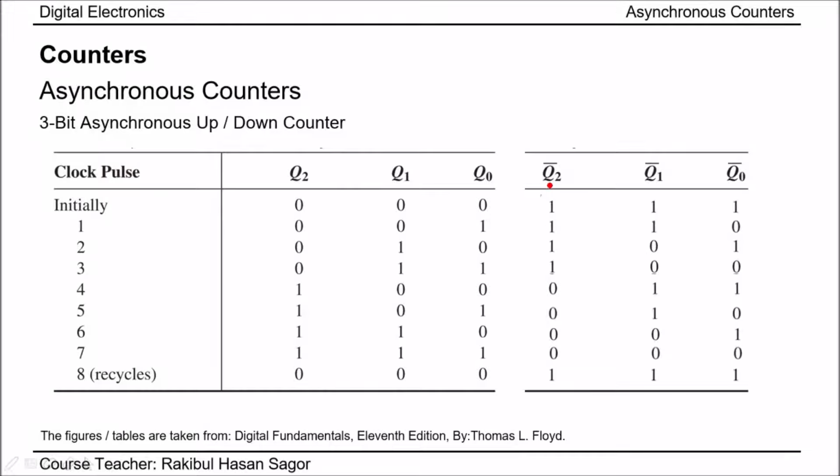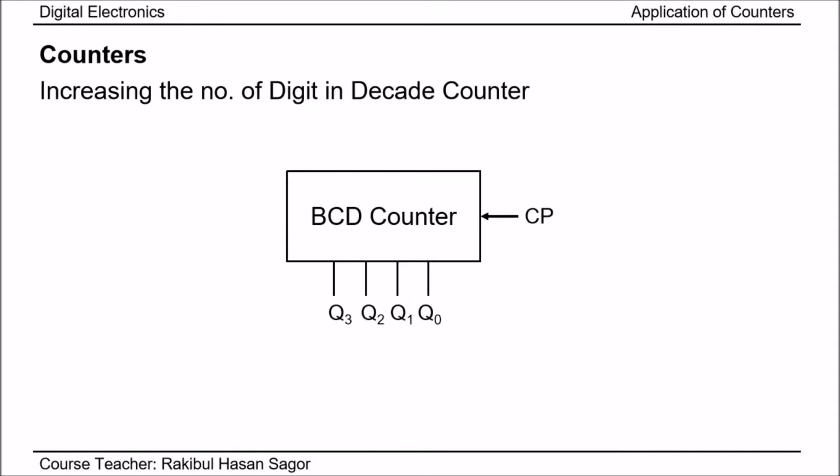So the same flip-flop can be used as up counter and down counter by taking the output from two different sides. Next, we will see how to increase the number of digits in decade counter. The decade counter is widely used counter and very essential counter for a lot of applications.